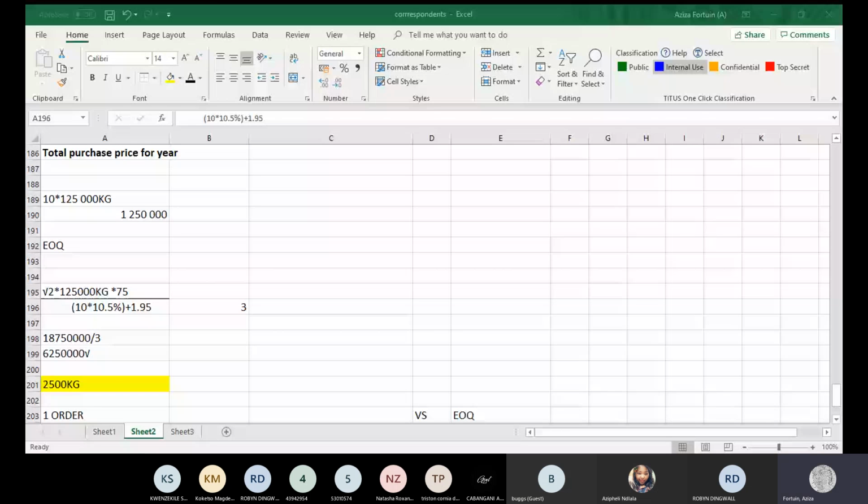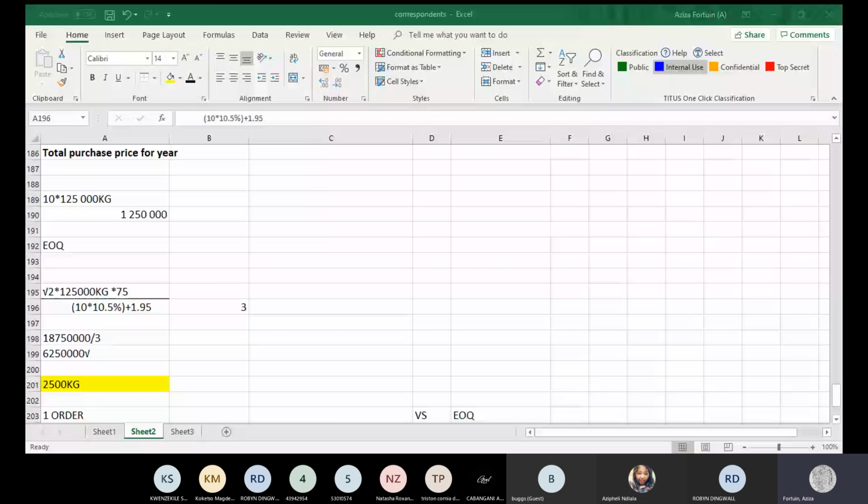Okay, now in the next question, they ask us which one is better, to order one order at a time or order on the EOQ basis. So when I do it on my one order at a time, I take my annual demand, divide it by 2 because the formula says 2 times annual demand, and then multiply it by my holding cost, which is the 3 Rand. Then you get 187,500. My ordering cost is 75 Rand for each order.